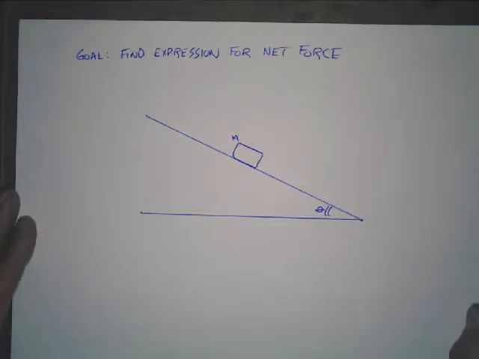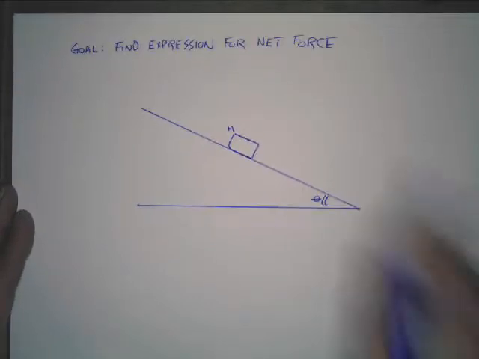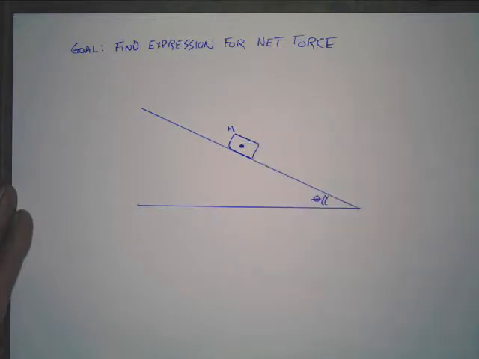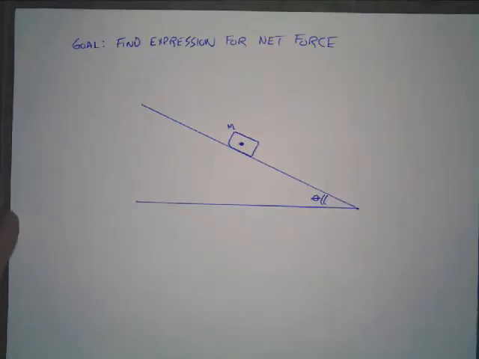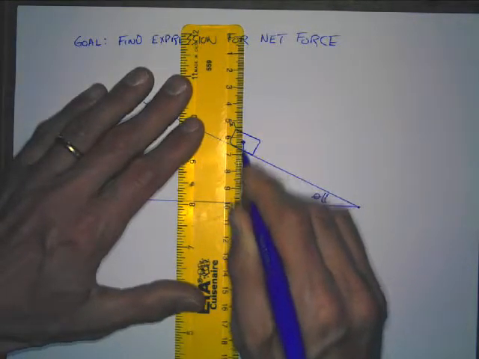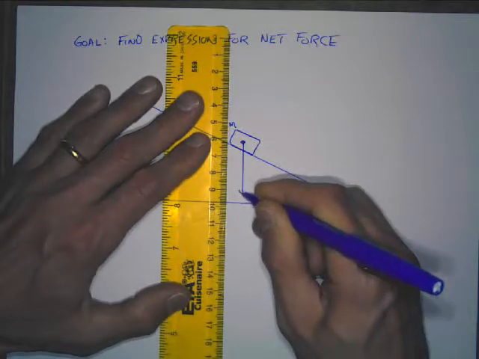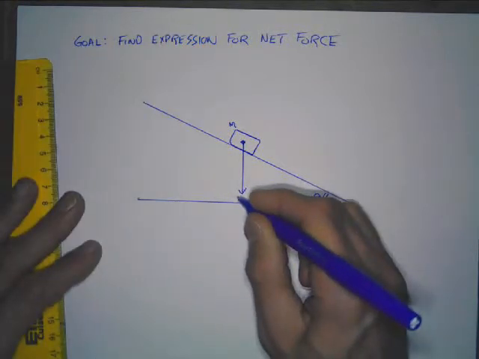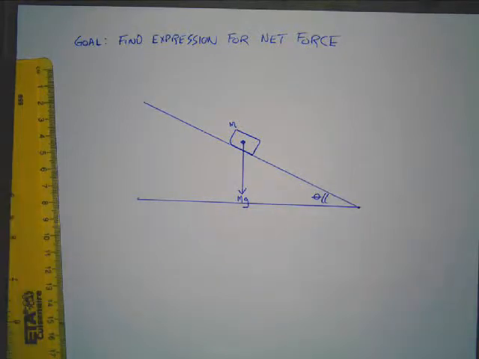Okay, so what we're going to do first is draw the free body diagram for this object. So I'm going to put a dot right in the middle. And I saw yesterday that you came up with free body diagrams for this, and I think most of you got this right. The idea is that we're going to have a weight force that acts straight down. So that's mg.